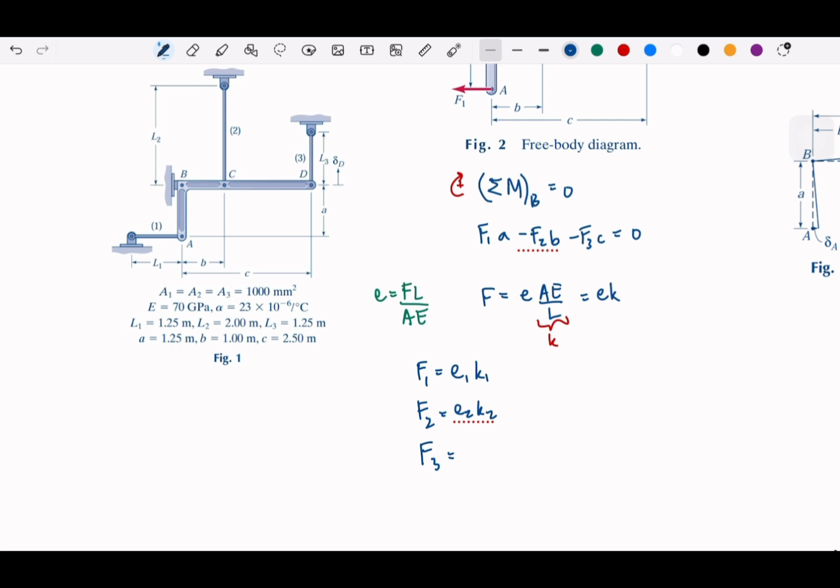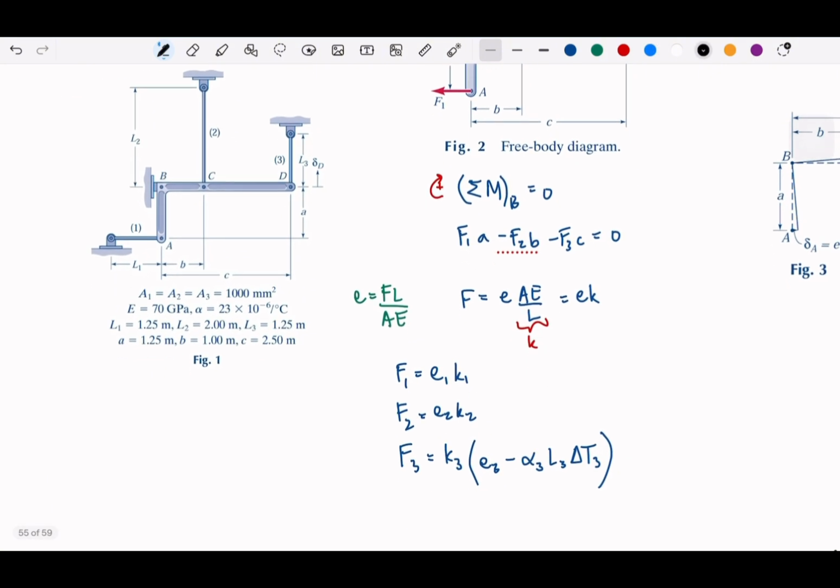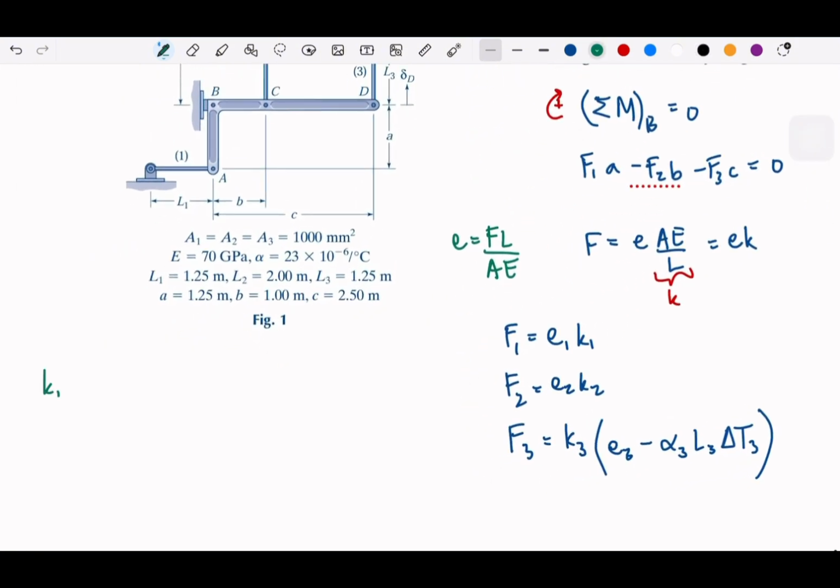since we will have a difference in temperature, we are going to have a temperature effect. So this will be taken and shortened because it was cooled down, right? It was cooled down by 50 degrees. So here's the delta. So we have this F1, F2, F3. We can write down or compute first the K1 and all the K, basically. And since all the A is the same and the difference is only the L, we can compute.